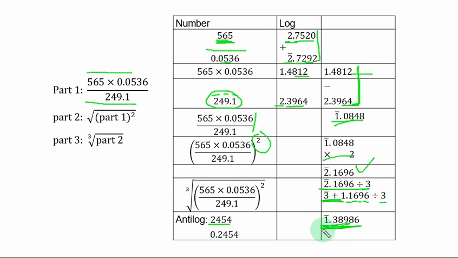So you have to move 2 steps forward from behind. But because it is by 1, it implies 1 zero to the left. If you have by 2, it implies 2 zeros to the left, and so on. So the final result is 0.2454.